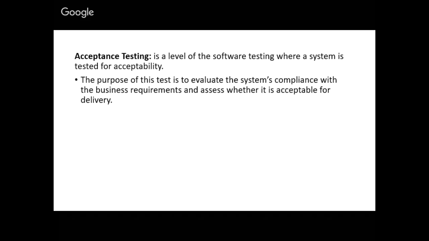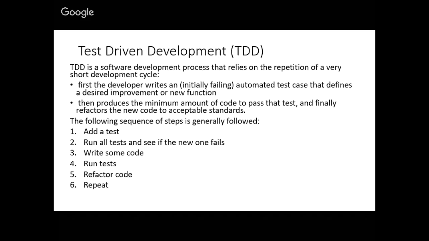So I'm going to discuss a test strategy that is very applicable to unit testing. It is called test-driven development, short as TDD. TDD is a software development process that relies on the repetition of a very short development cycle. First, the developer writes an initial failing automated test case that defines a desired improvement or a new function. Then the developer writes the minimum amount of code to pass the test, and finally refactors the new code to acceptable standard.